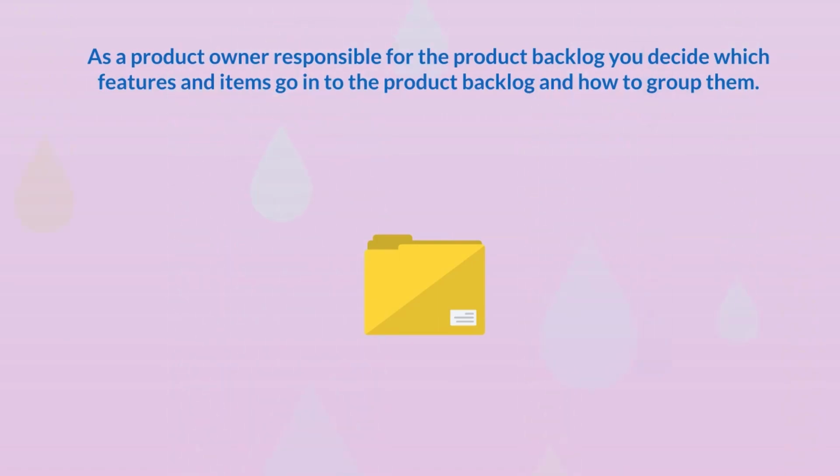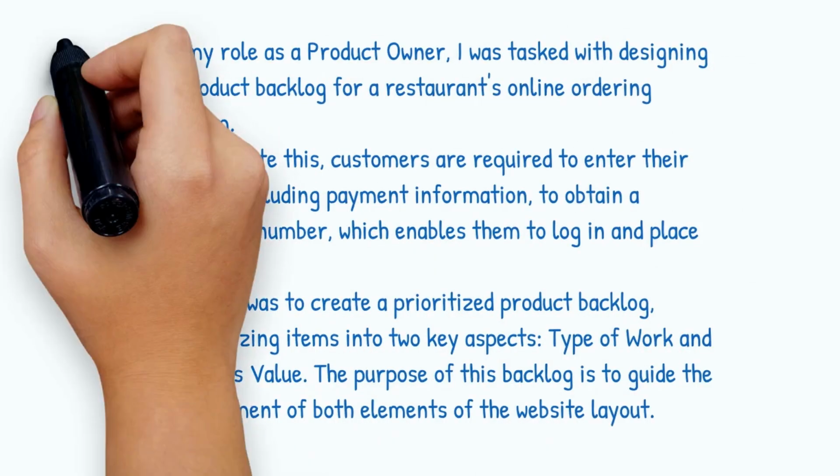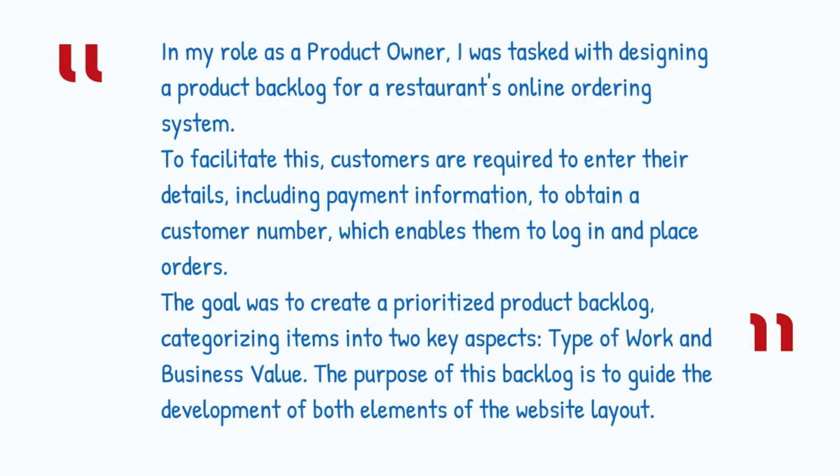In my role as a product owner, I was tasked with designing a product backlog for a restaurant's online ordering system. To facilitate this, customers are required to enter their details, including payment information, to obtain a customer number, which enables them to log in and place orders. The goal was to create a prioritized product backlog, categorizing items into two key aspects, type of work and business value. The purpose of this backlog is to guide the development of both elements of the website layout. So let's begin.